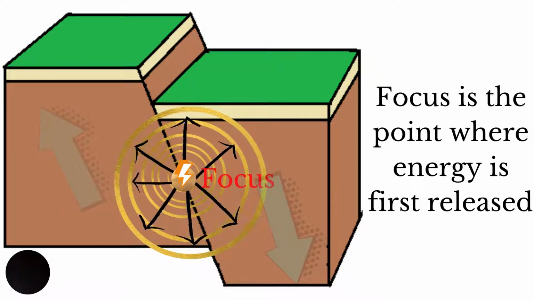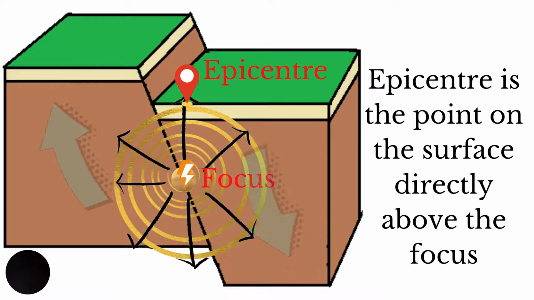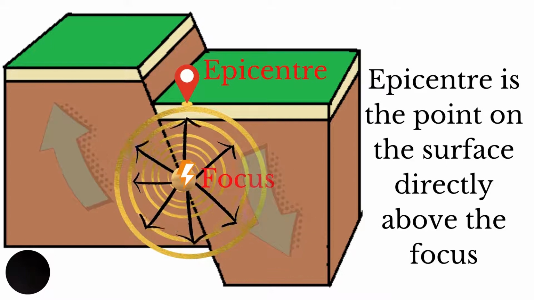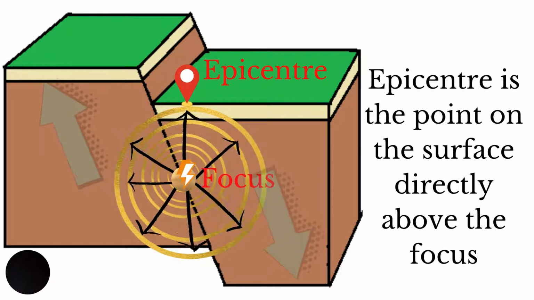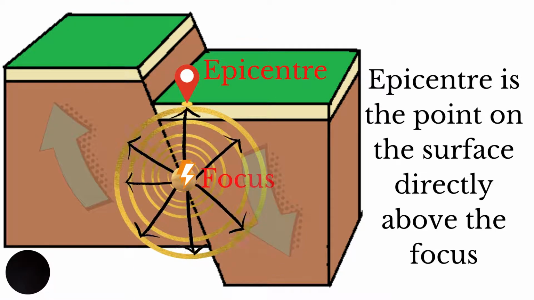Now, the point where the energy is first released is called the focus of the earthquake. The point that is directly above the focus on the surface is called the epicenter. And that is where we feel the earthquake strongest on the surface.